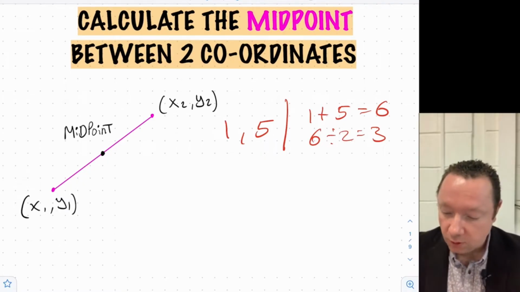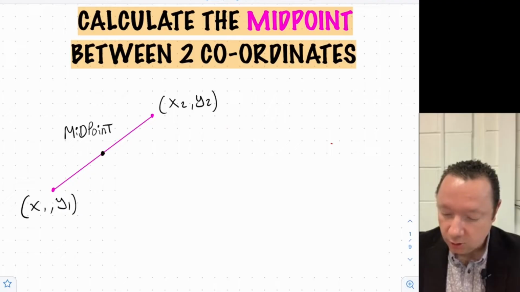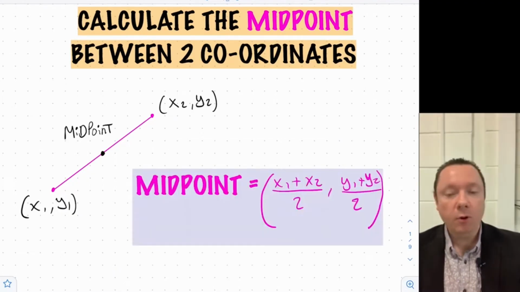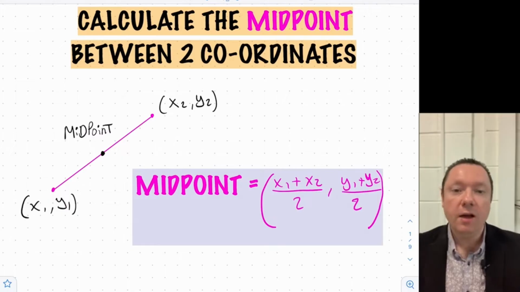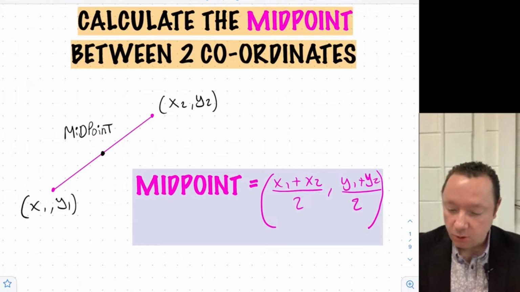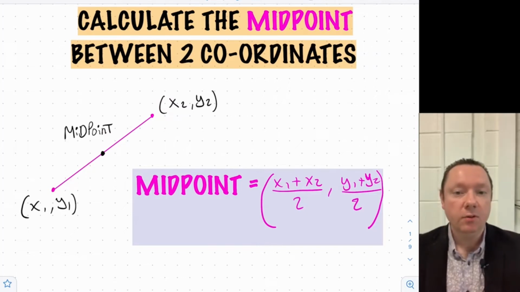So as a formula, you get the following. Our midpoint formula would be x1 plus x2 divided by 2, the average of the x's, and then y1 plus y2 divided by 2, the average of the y's. Now you can remember this formula or just use your common sense that it is the average of x's and average of y's each time if you don't want to remember a full formula. Let's go into a few examples.